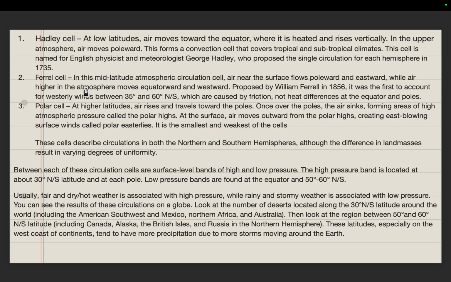At the time when this first Hadley cell was proposed, it was believed that there was no other Ferrel or polar cell. Each hemisphere has a single cell, but this is incorrect.